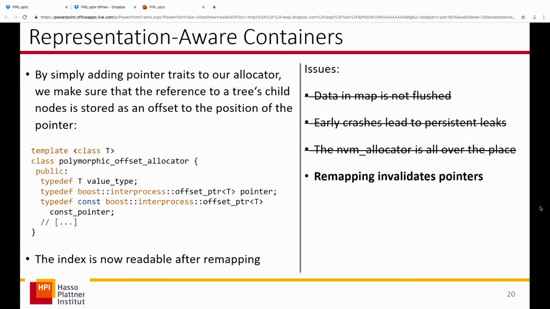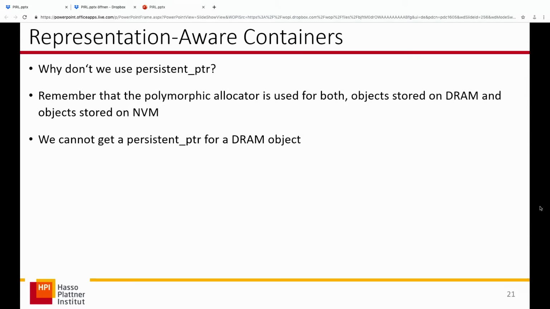It's a simple thing: you just have to typedef the names pointer and const pointer, and by adding those traits to the allocator, the STL containers automatically use those pointer types and store all those pointers relative, not absolute anymore. That way you can read your index after remapping it. You might wonder, why don't we use the persistent pointer that comes with PMEMoid? The reason is that we want our polymorphic allocator to be used both for DRAM and NVM, and if we had the persistent pointer there, we couldn't use it for DRAM anymore.